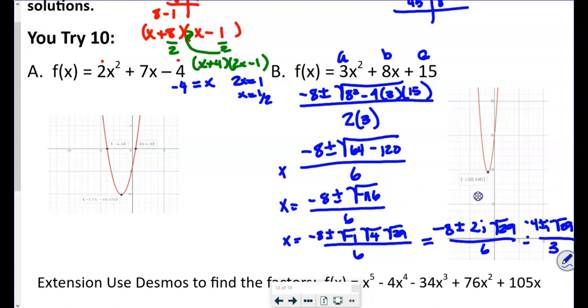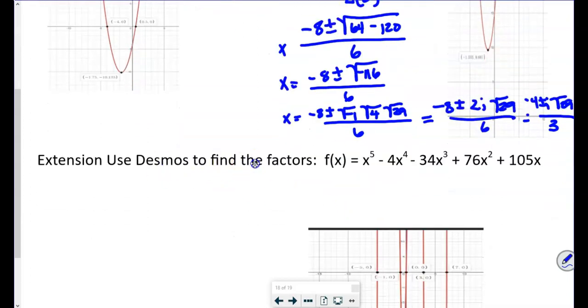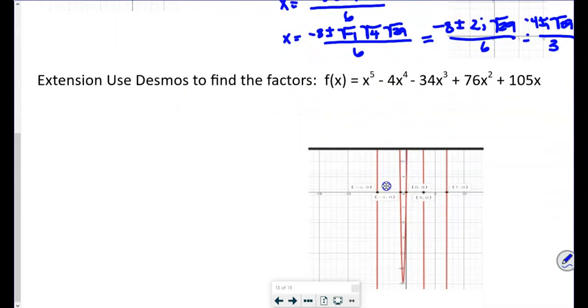Okay, and notice that it did not intersect the x-axis down here. Okay, so that's why there are imaginary solutions. All right, so the last one here says extension, use Desmos to find the factors. So if we're looking for the factors, again, y'all, I go ahead and put this equation in Desmos, and all I'm looking for are these zeros. And remember, I'm going to make them opposite of what they are.